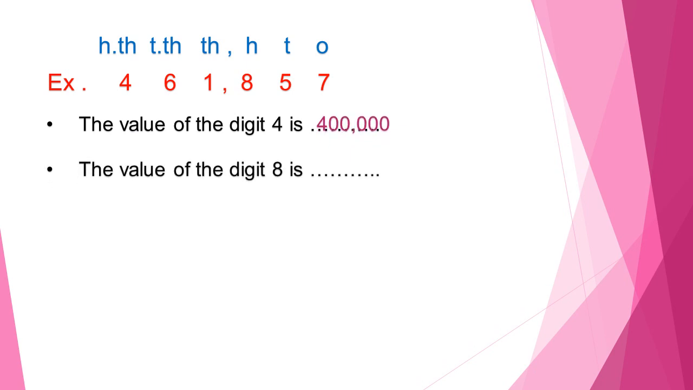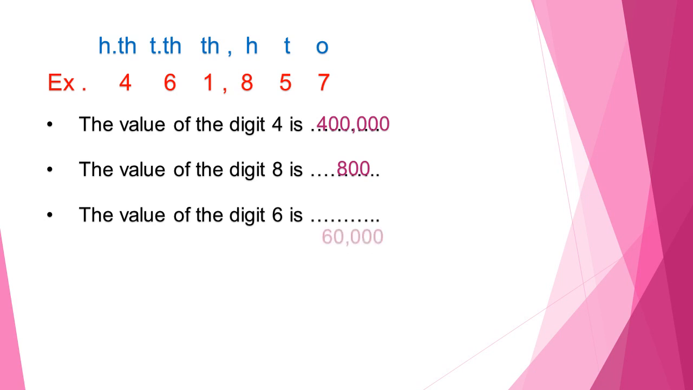The value of the digit 8. 8 in hundreds. Then its value is 800. The value of the digit 6. 6 in what? In 10,000. Then its value is 60,000.